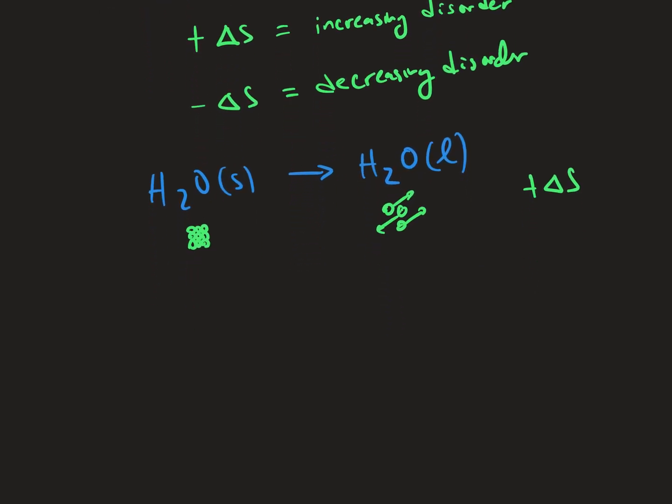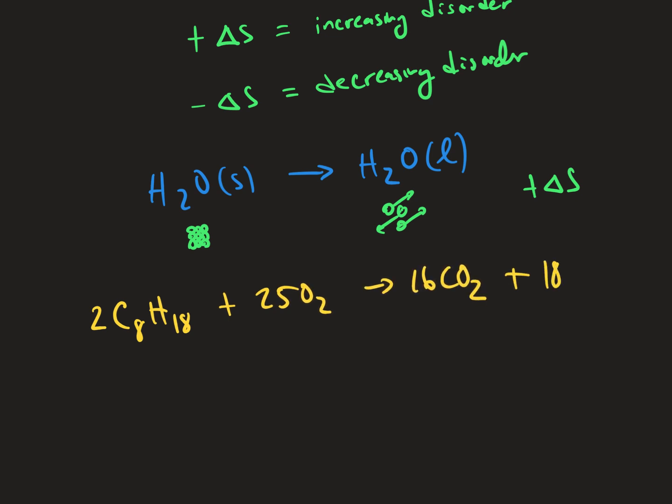Let's try something a little bit more complex. C8H18, and I'll balance this for you, plus 25O2 gives us 16CO2 plus 18H2O. So this is gasoline burning in oxygen, and it produces carbon dioxide and water. So your first thought, does this go to more disorder or order?